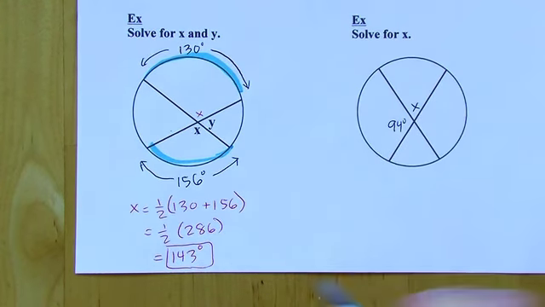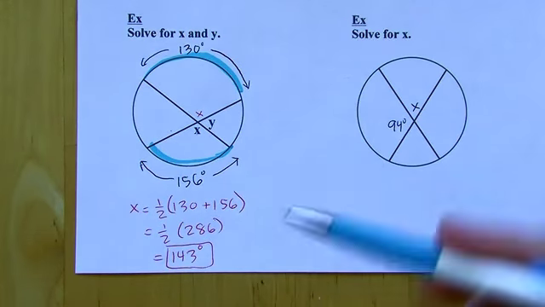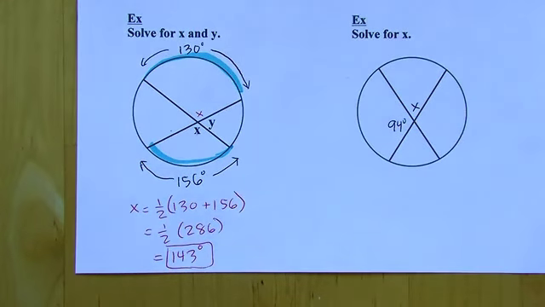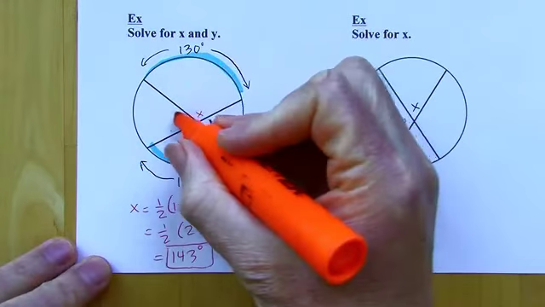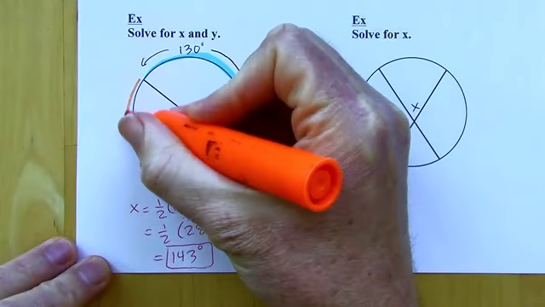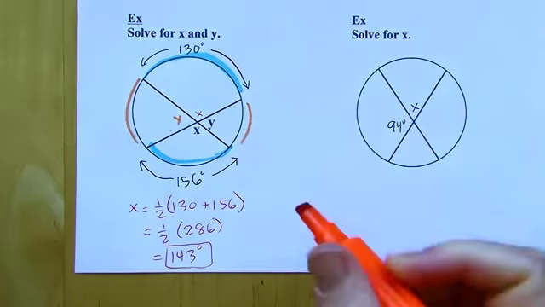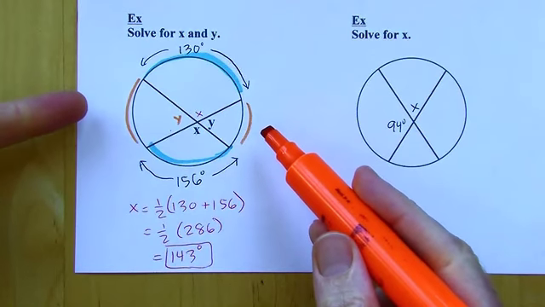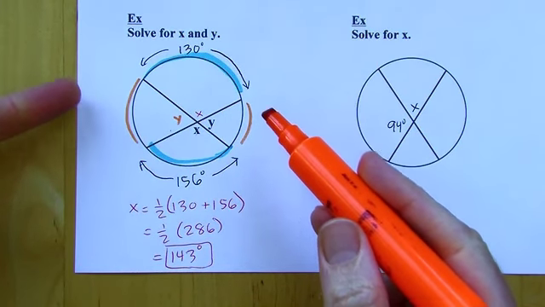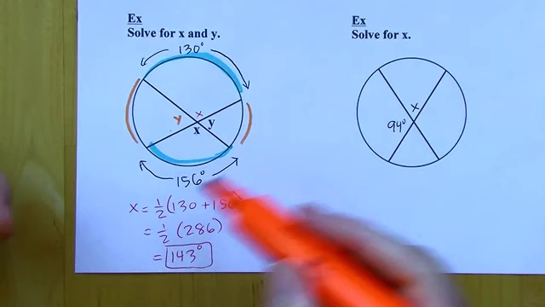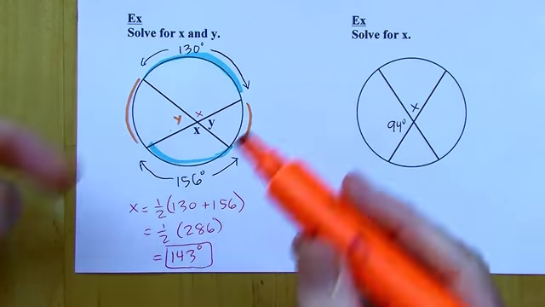Oh, what am I talking about? I didn't solve for y yet. So with y, the intercepted arcs, I could say that this is y right here, and then that arc and that arc would be intercepted. The problem is I don't know the measures of those arcs. I could actually find it, because the whole circle is 360, I know what the sum of those two would be.